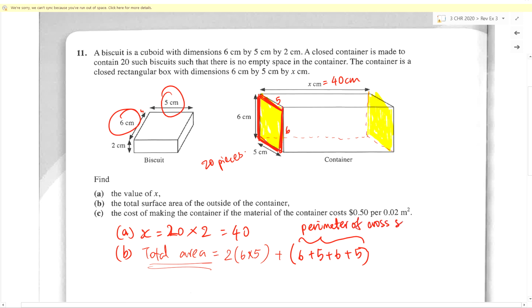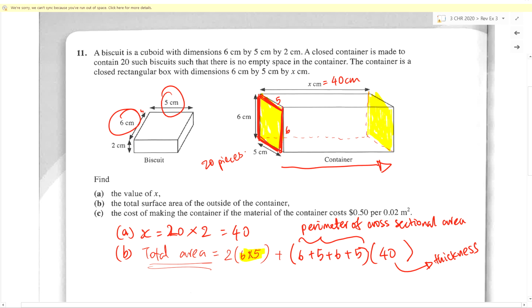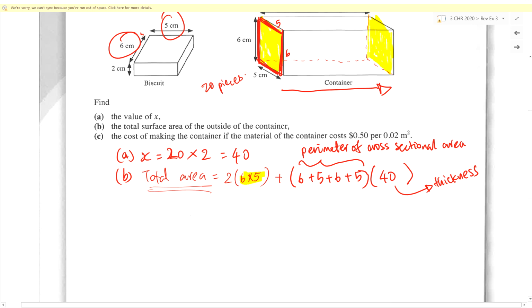Now this is just the perimeter of the cross-sectional area. We still need to multiply this by the thickness. The thickness is this length. This value we found earlier, it was 40. So this 40 over here is our thickness. Then I'll just highlight this 6 times 5 to show that this area is for the yellow shaded part. From here on, make sure you enter the values into your calculator accurately. So 6 times 5 plus 6 plus 5 plus 6 plus 5, close bracket, open bracket, 40. Answer: 940 square centimeters.